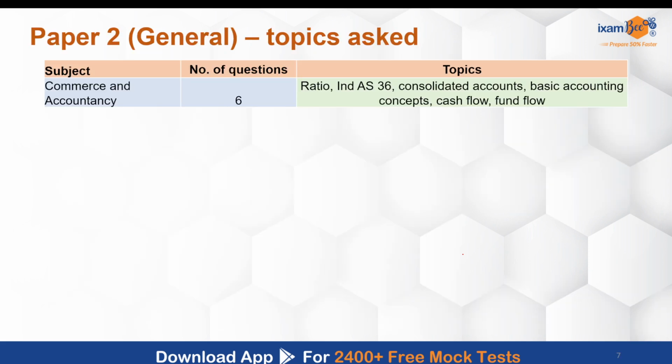Broadly, if I talk about what topics were covered, in commerce and accountancy, 6 questions came. One was related to ratio, the numerical related to quick ratio. There was one question related to IND AS 36, which relates to the impairment of assets. There was a simple question related to consolidation of accounts. Basic accounting questions, there were 1 or 2, and 1 question each on cash flow and fund flow.